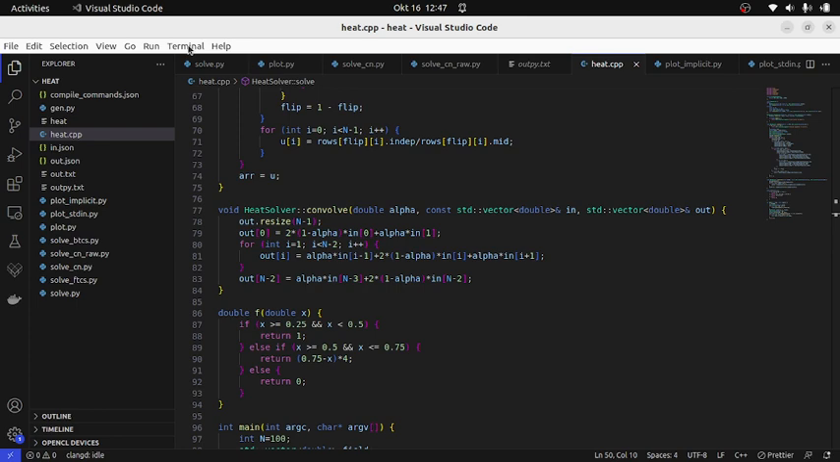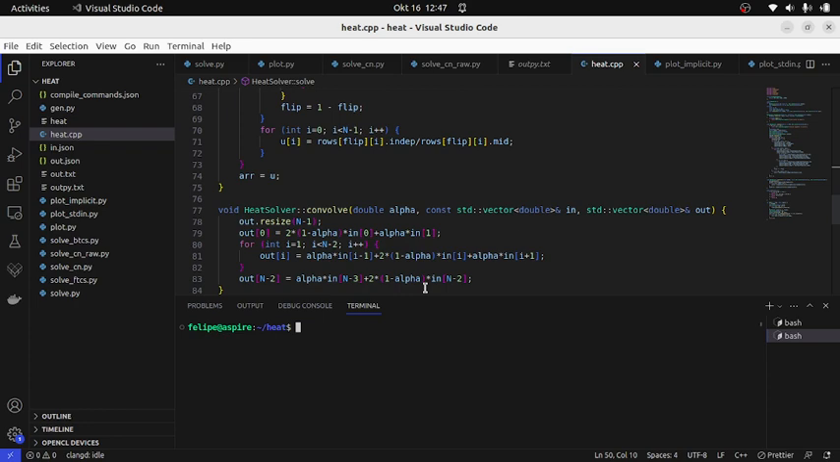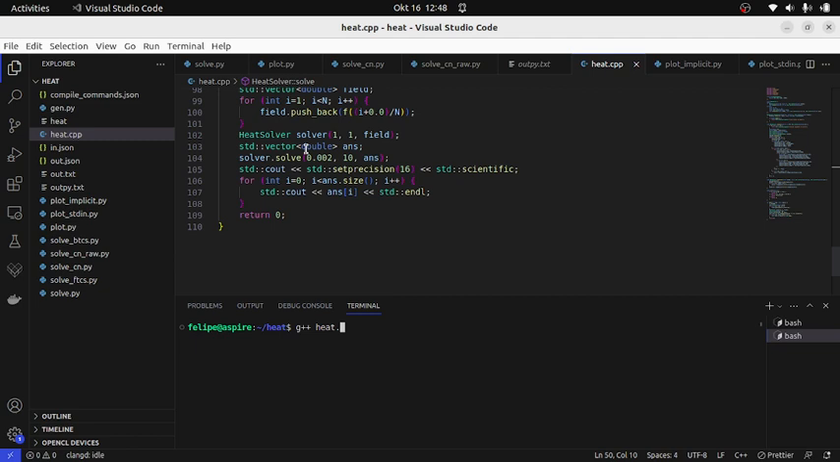So to see this in action, I actually coded a plot script in Python, because this will output to the terminal, and then I have a Python script that picks these values from the terminal and plots them, because setting up a plot in C++ is much more difficult, right? So we can just compile this, and then we can just run it and pipe it to the plot script, which reads stdin.